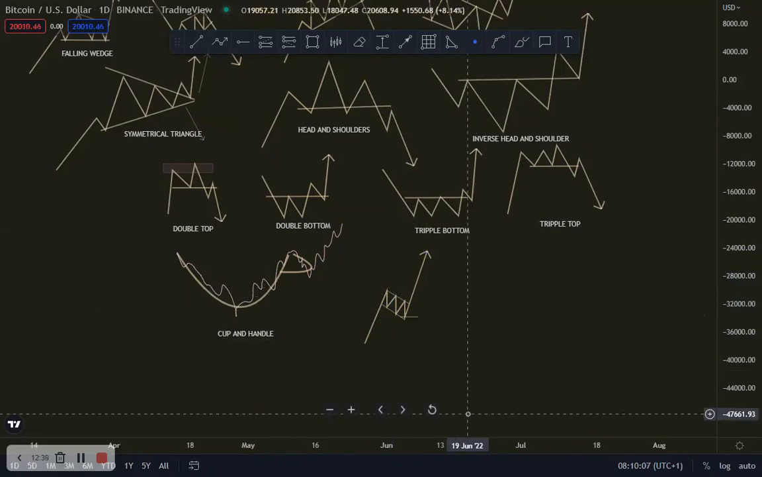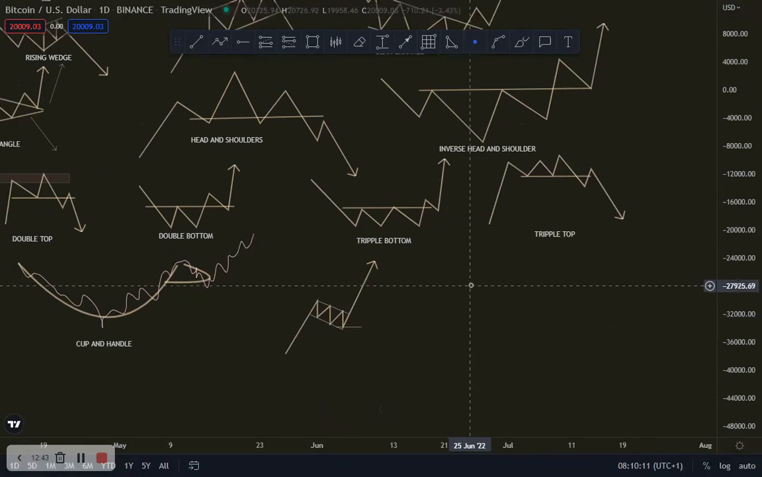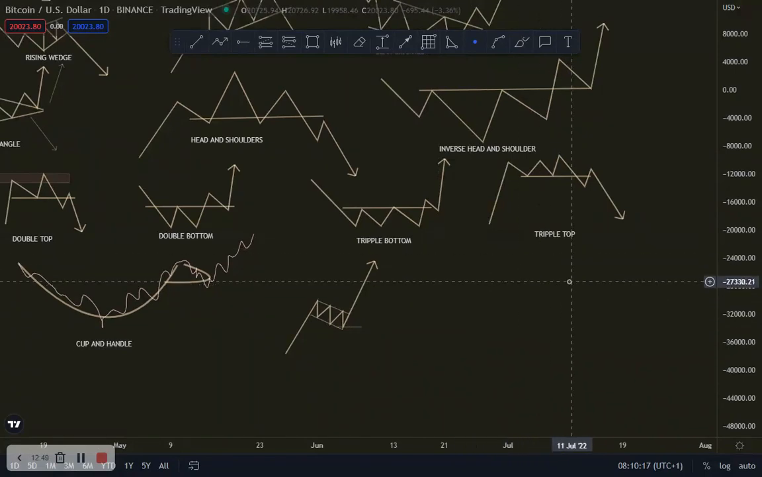So let's talk about this impulse and correction, right? To further understand the impulse and correction, you need to check out the videos I made on market nature to understand this impulse and correction, right?